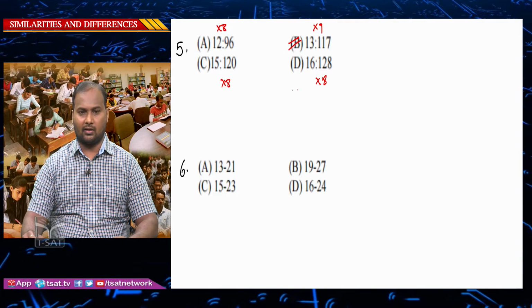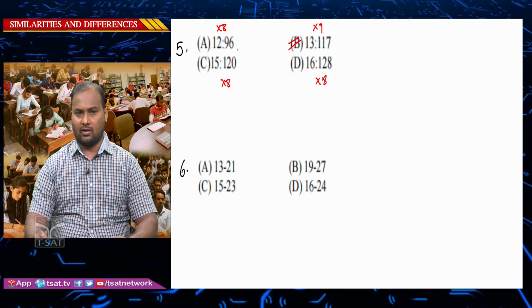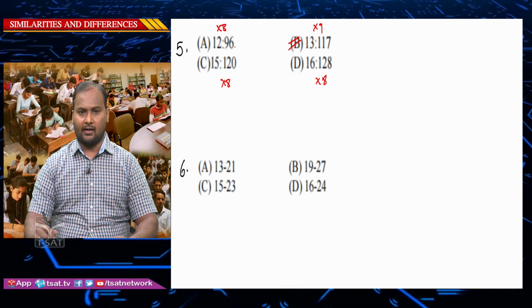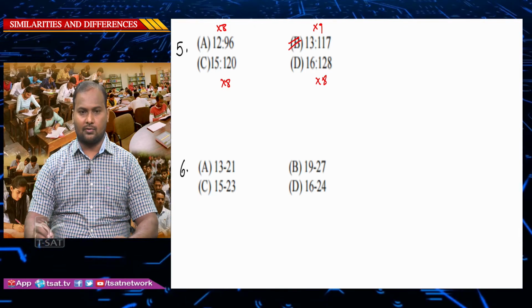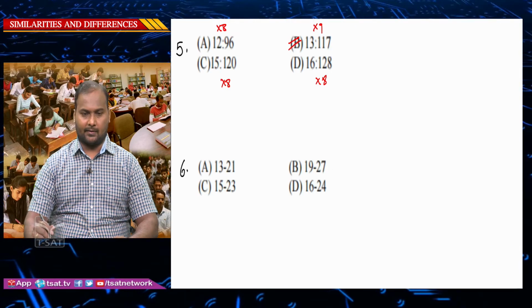What is the similar thing in the remaining 3 cases? The similarity in 3 cases is everything is multiplied by 8. And what is the different one? The different one is option B, because it is multiplied by 9.